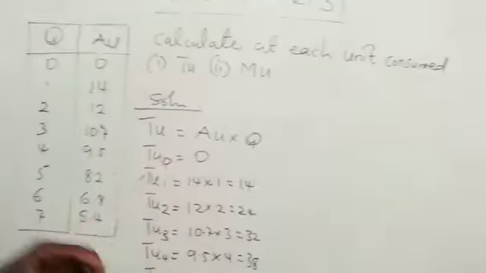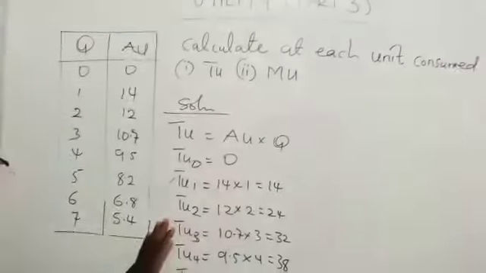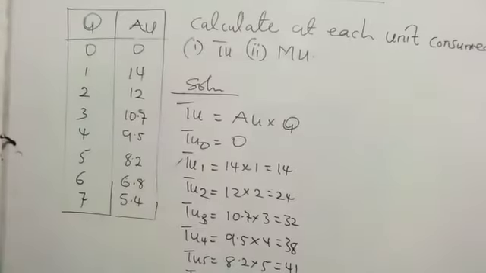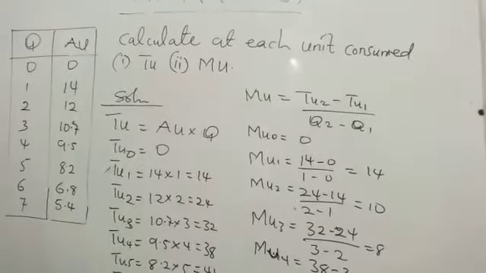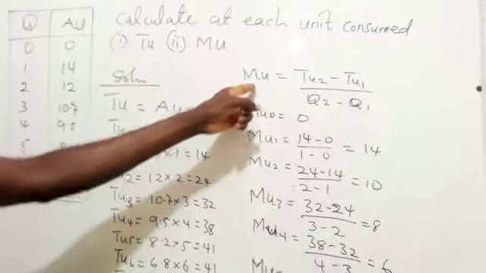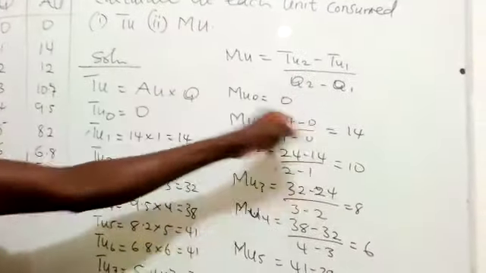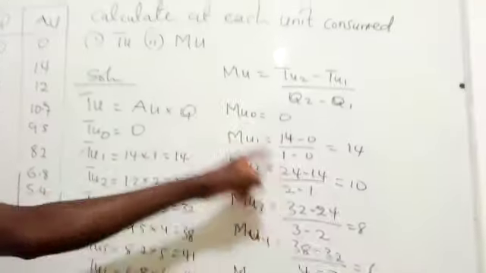Now we want to look at how to find the marginal utility. Now that we have our total utility, then we can find the marginal utility. Is that okay? All right. Okay, so we have the marginal utility here. MU equals TU2 minus TU1 all over. So that is the formula. Then the solution is here.